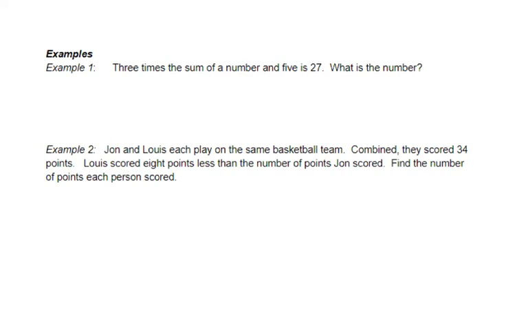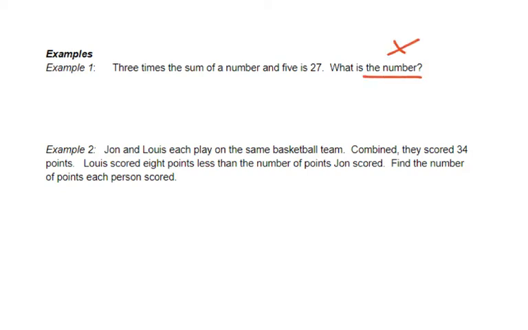Okay, we'll start off easy. Again, they get harder and harder as we go. The first one might seem not too bad, and you might think, oh, this is pretty easy, I don't need to follow all these steps. Then you'll see they get harder and harder. Example 1: 3 times the sum of a number and 5 is 27. What is the number?